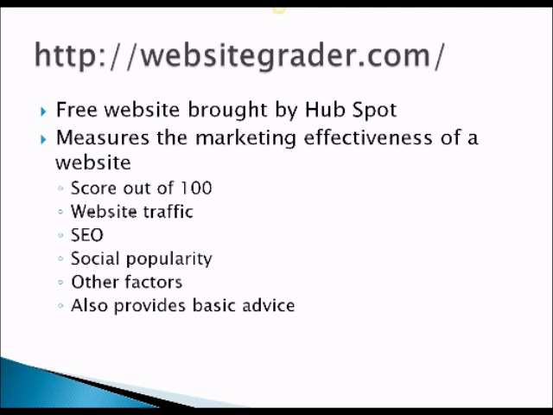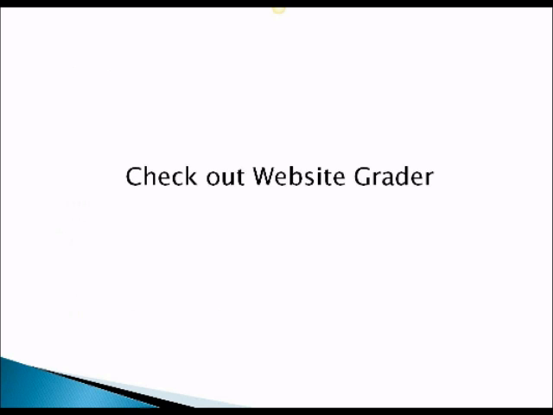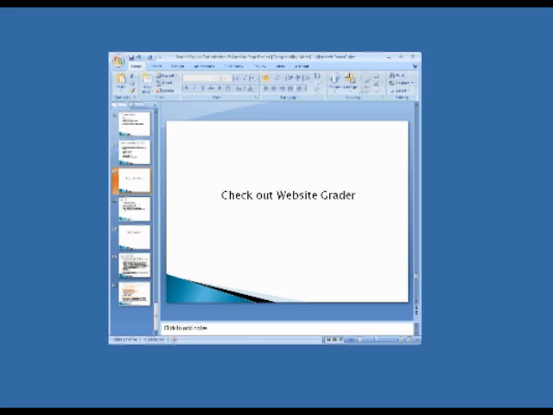Now, I kind of want to go over a free website that's available to everyone, and we're going to go to this website right now. It's through HubSpot, so some of you have heard of that company. It's a free website. It measures the marketing effectiveness of a website. It gives you a score out of 100. It tells you what your website traffic is. It goes through SEO, how popular your website is, and other factors. And it also provides basic advice to you. So we're actually going to go to it now.